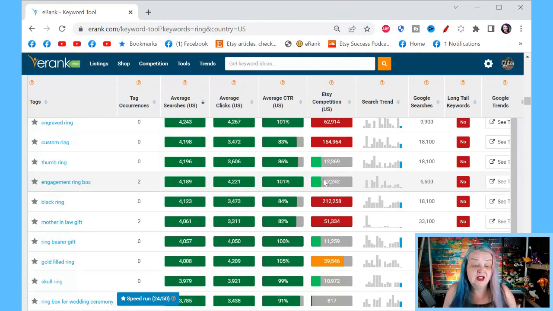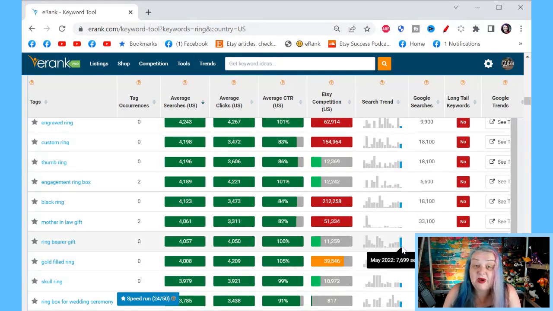What can happen is Etsy looks at how you've done for keywords in the past. So if you were selling well for an engagement ring box, they might start looking at you for engagement ring. They might start trusting you. An engagement ring box, but could also be a ring bearer gift. That's something that's picking up.